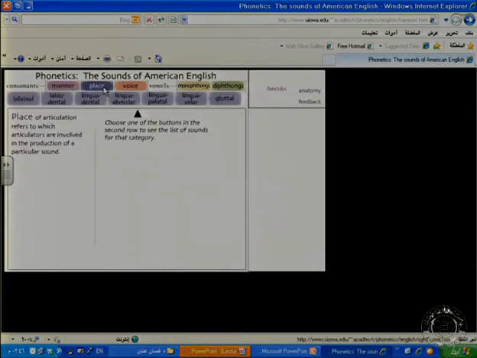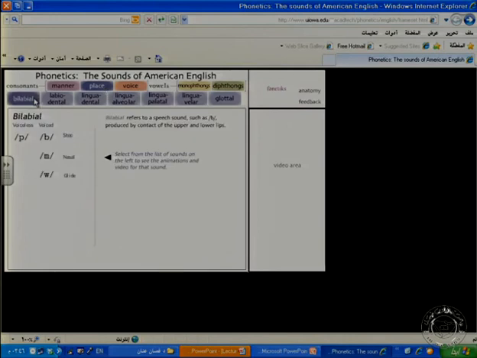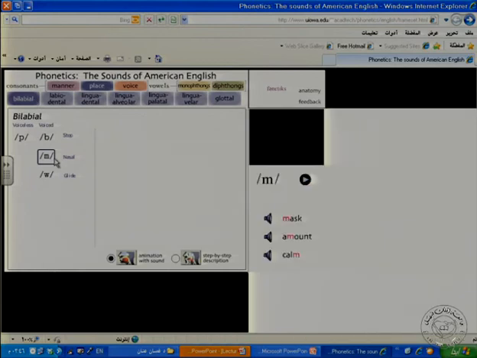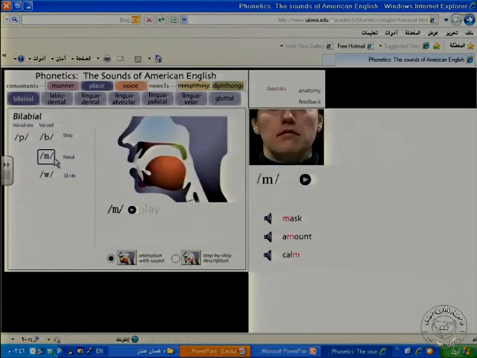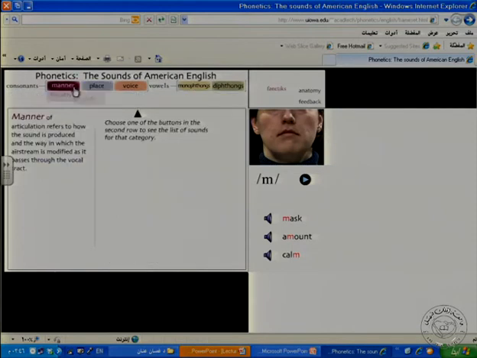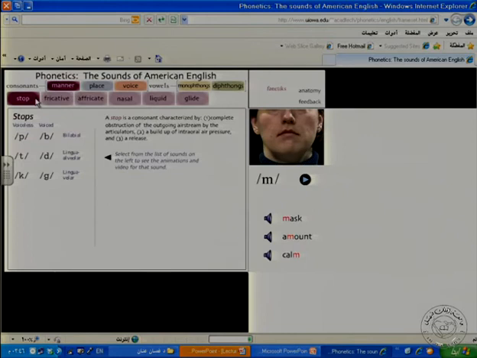And here, if you just click and select any sound, let us say, for example, bilabial, this is the m sound, the same. So names are a little bit different, but the place and the manner of articulation are the same. They do not change. In bilabial we have two lips which are responsible to produce the sound, and for example the manner of articulation is stop, meaning how the air stream goes out of the mouth.